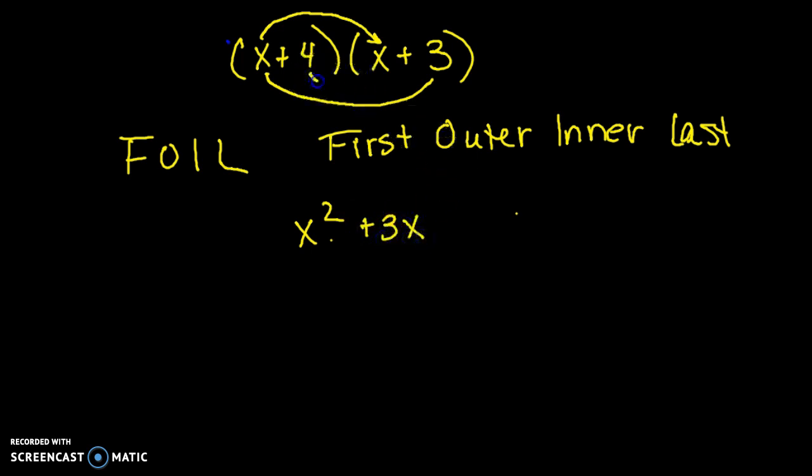Then the inner would be the two inner terms, okay? 4 times x would be 4x. And then last would be the two last terms. So 4 times 3 is 12. Okay, so first, outer, inner, last.